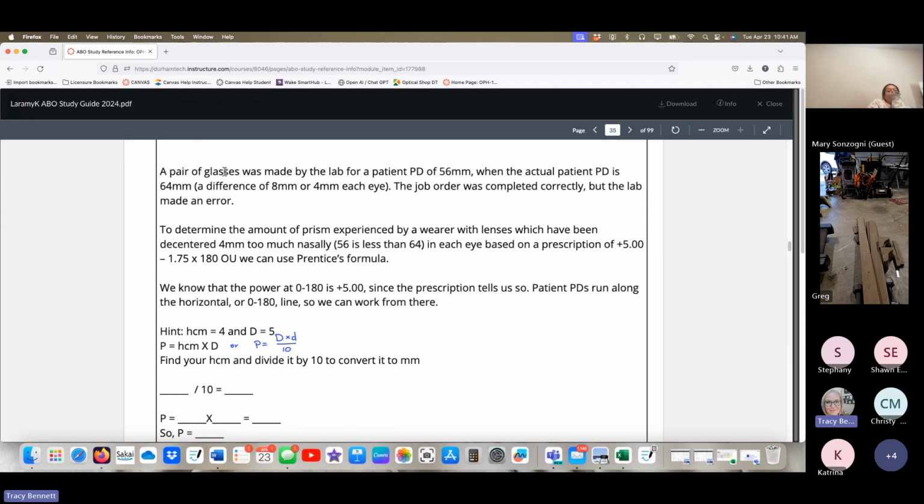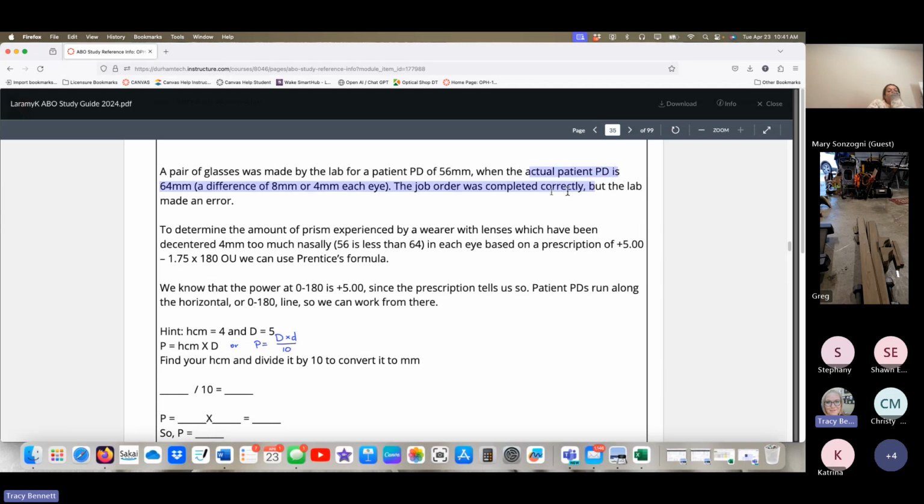Okay. A pair of glasses was made by the lab for a patient with a PD of 56 when the actual patient PD is 64. So the actual patient PD, you should be translating that as my eyes, where the eyes are. The glasses were made by the lab for a PD of 56. That is long for basically glasses PD. So that is where the actual OCs are in the lens.